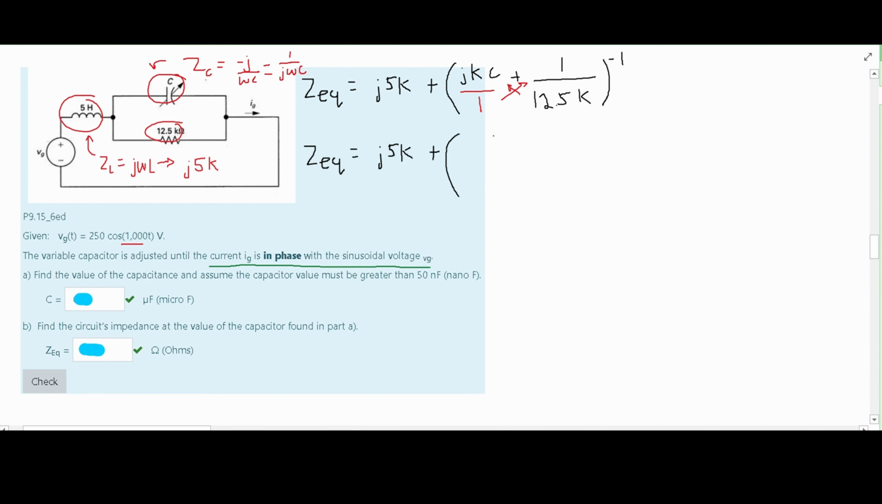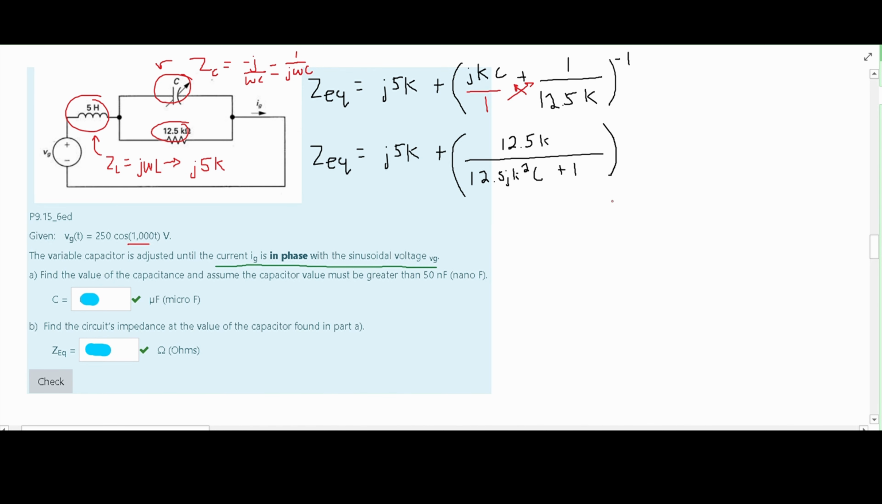We're just going to have a 12.5 times K times 1. So we have this up here, and now we can add our numerators and put them in the denominator. So we can see that we have a 12.5K times our jKC. So that is going to be that equation, and then when we multiply our 1s together, we're just going to get a plus 1, and then this is our current equation.